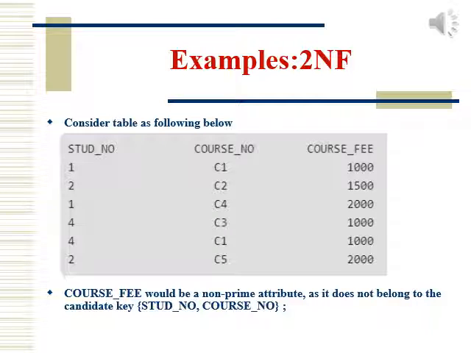Look at this example. We have a table having three attributes: student number, course number, and course fees. In this table, course fees would be a non-prime attribute, as it does not belong to any of the candidate keys like student number and course number. The student number and course number together are decided as the candidate key or primary key.